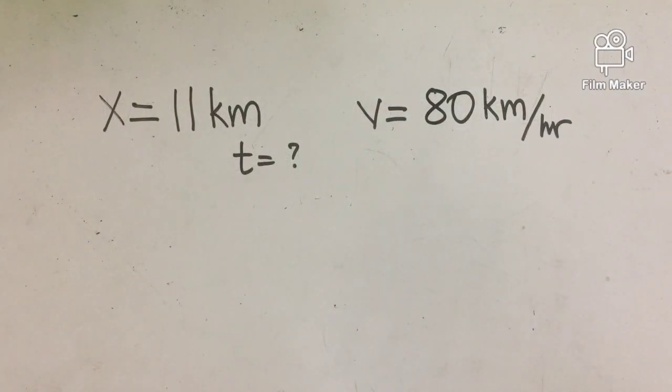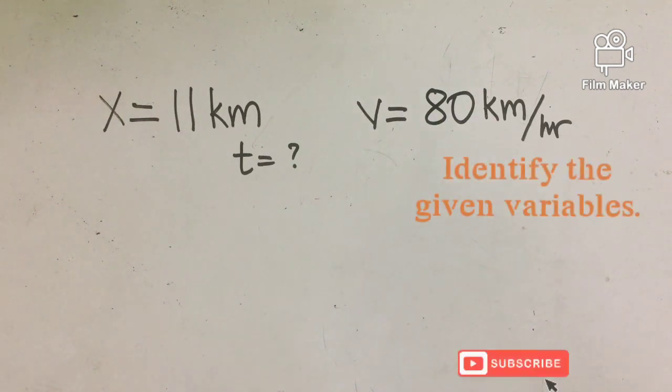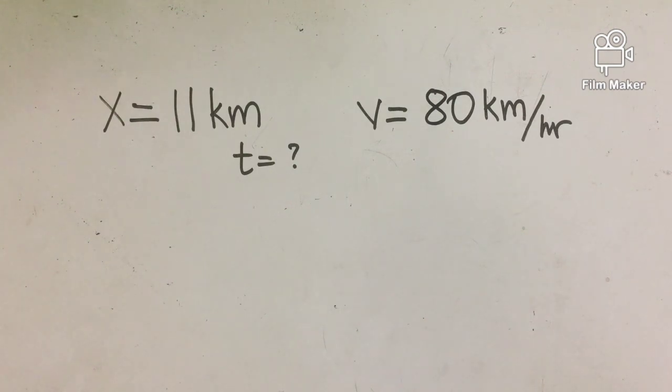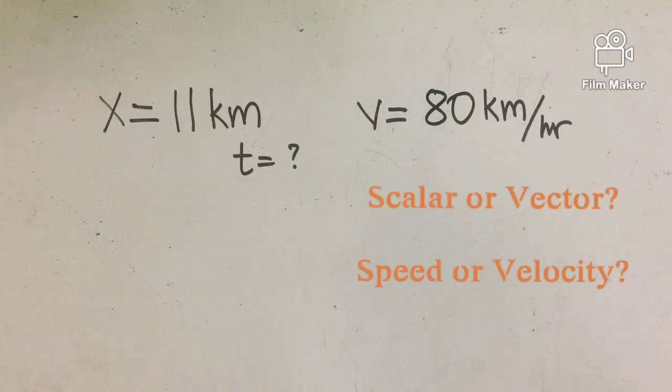Given the problem, the displacement x is 11 kilometers long, the velocity is equal to 80 kilometers per hour, and we are tasked to find the time traveled. But the question is, what kind of motion is involved, and is it a scalar or is it velocity?